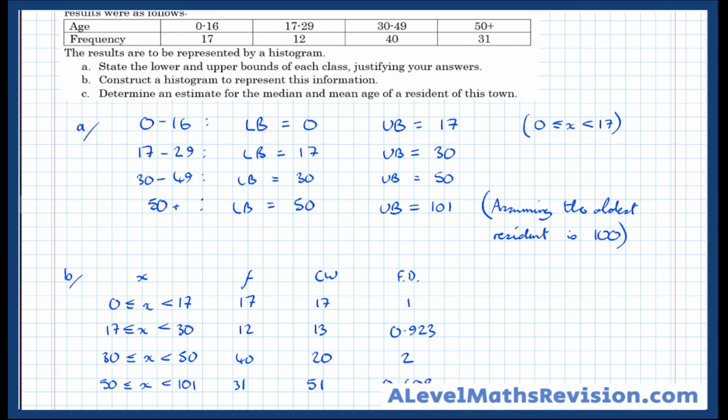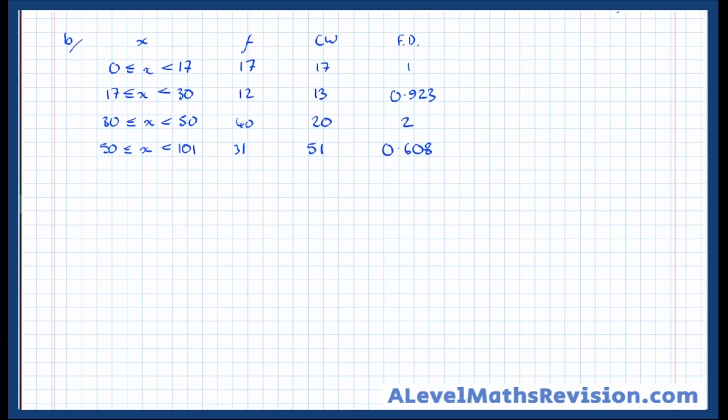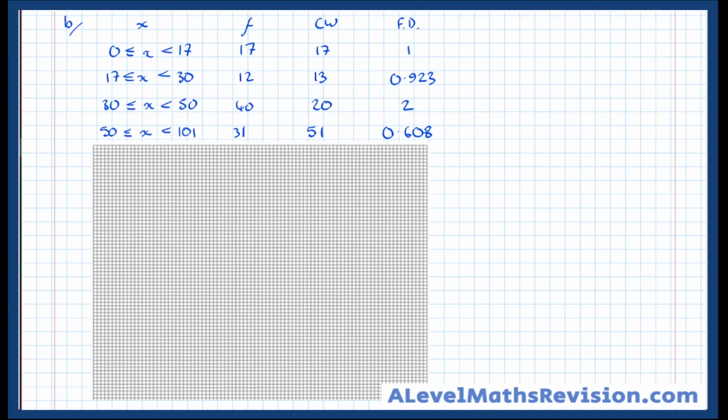So there is our data that we're going to plot, frequency divided by class width. And there's the set of axes on which we're going to draw the histogram. So let's first of all get a sensible scale. I can see that my y-axis, the frequency density axis, is going to go as high as 2. So I would suggest any multiple of 2 will be a sensible scale to put on the y-axis. So there's my y, or frequency density axis.